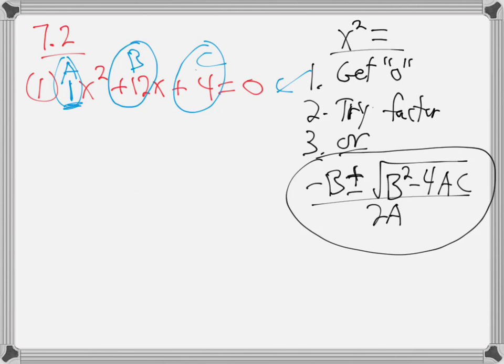So here we go. Now, notice the quadratic formula. I feel like a used car salesman. Let me point out the features of this quadratic formula. It's got some built-in signs, right? So you got to watch out for that. That's negative b. So that's going to be negative 12, right? Because b is 12.